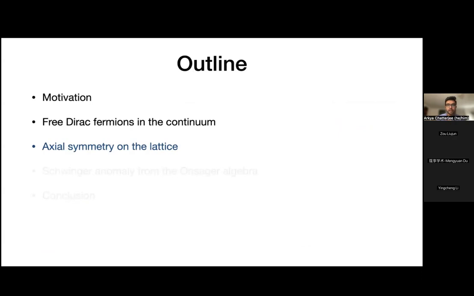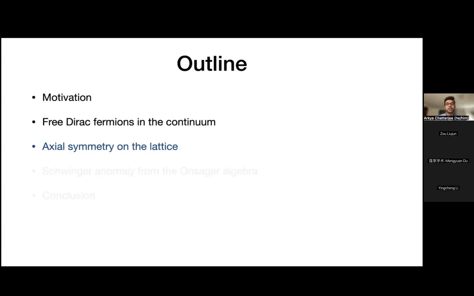Okay, so given what we've seen so far, I may have kind of convinced you that you cannot realize this anomaly on the lattice, in a finite dimensional lattice. So why am I even giving this talk?